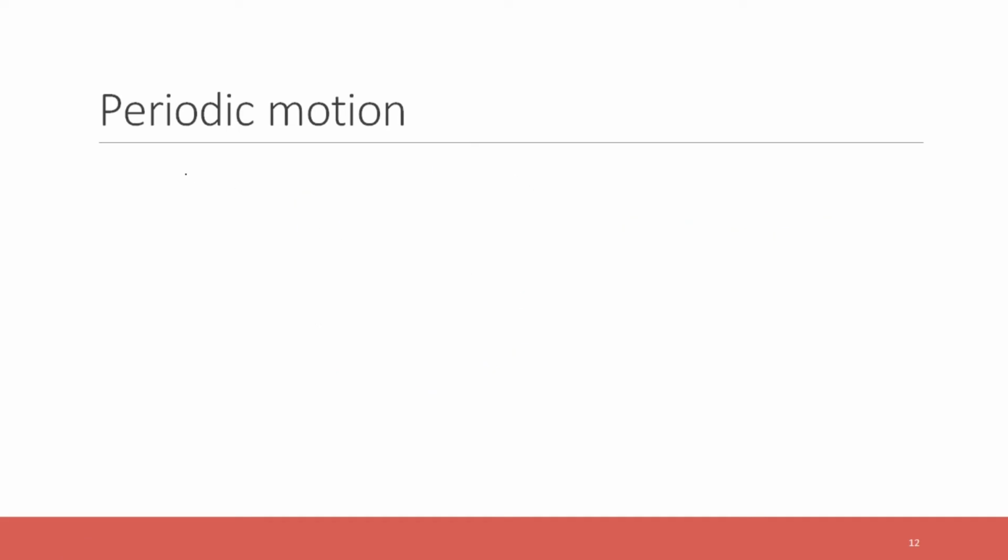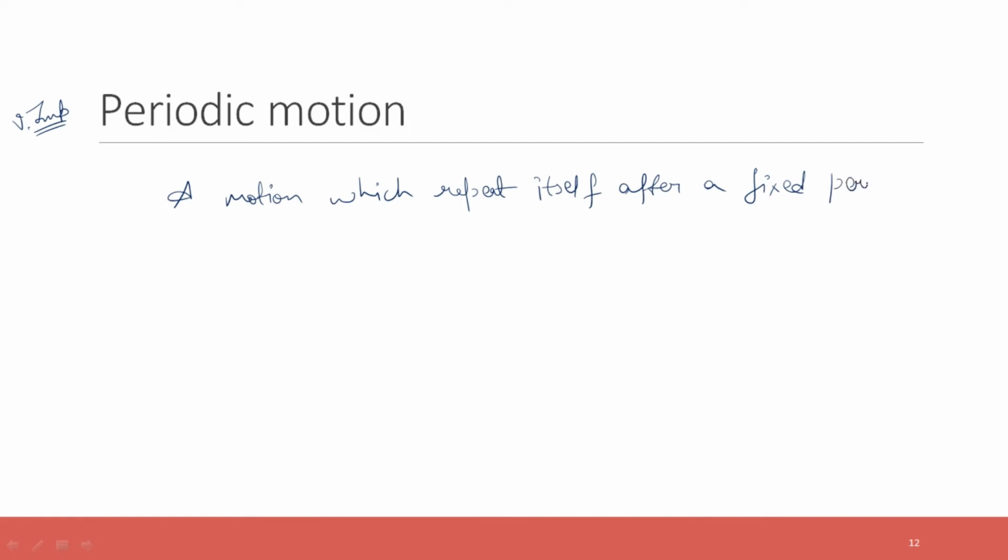So here we have periodic motion. This is the most important type of motion. So you can write, very important. So what is periodic motion? You can say a motion which repeats itself after a fixed period of time. So we will learn about this by taking a simple example.